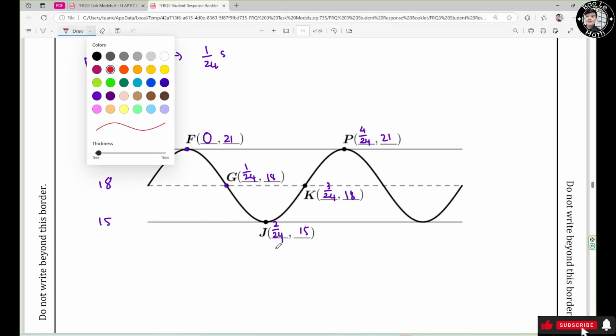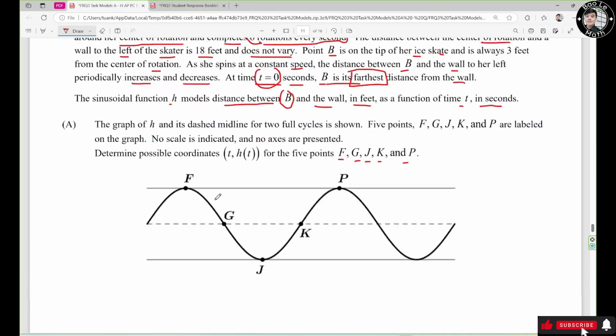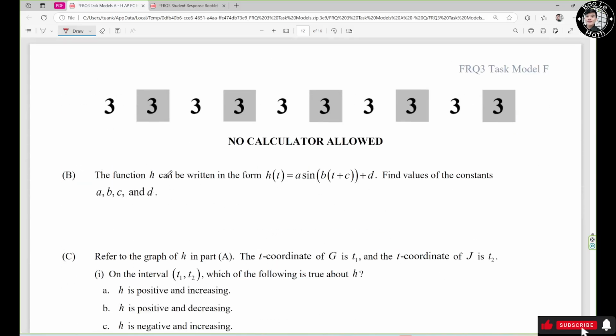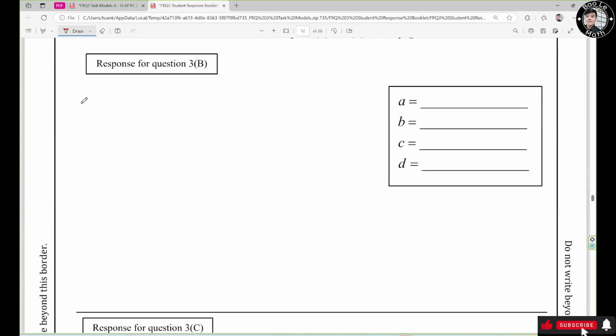Now this one I can simplify, it's going to be 1/12, right? This one should be 1/8. And this one should be 1/6, right? Now let's move on to the next one. The function h can be written as h of t equals a sine b of t plus c plus d. We need to solve for a, b, c, and d, alright? So we're gonna go over here.